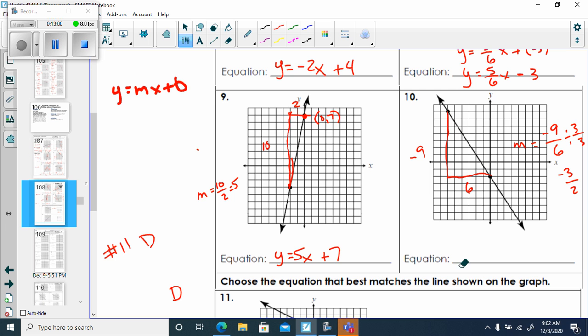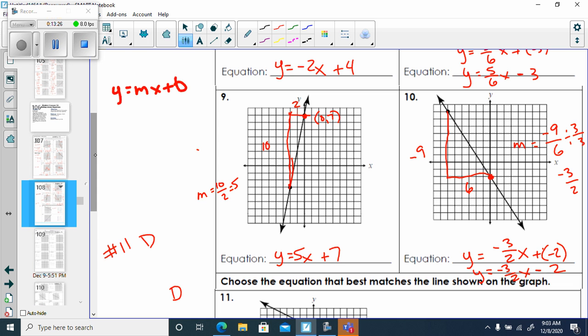We put that in there. Y is equal to negative 3 over 2x. We need our b. B is where it crosses the y-axis. There it is. That is at negative 2. Okay, so plus negative 2. Or you can say, when you add a negative, it's the same as just subtracting. Y is equal to negative 3/2 x minus 2.